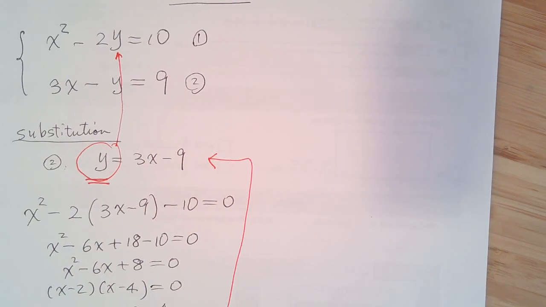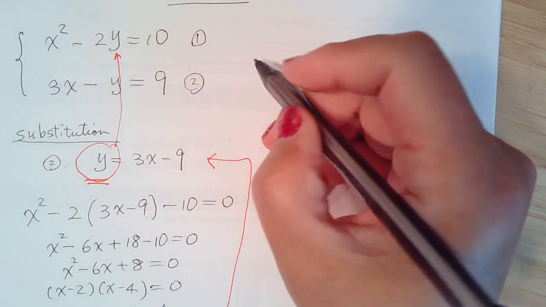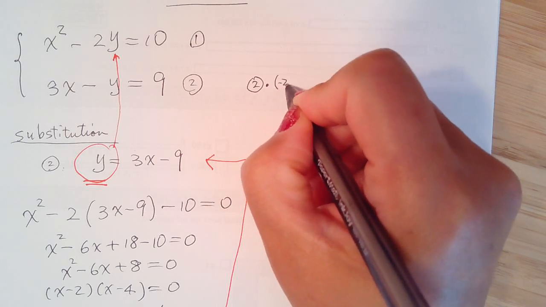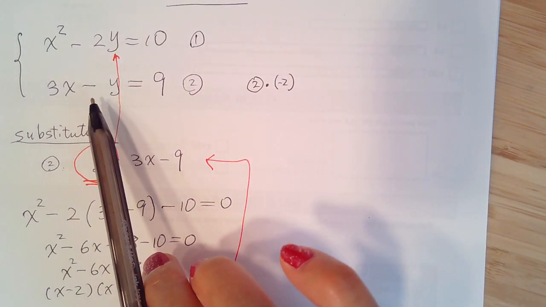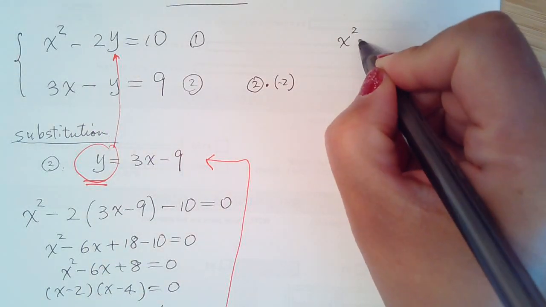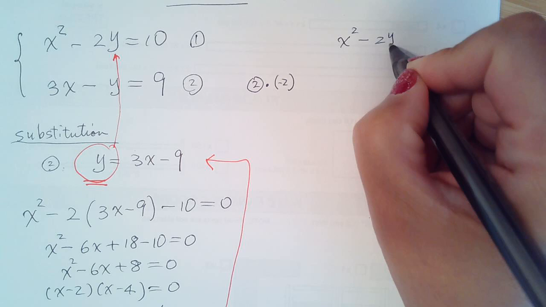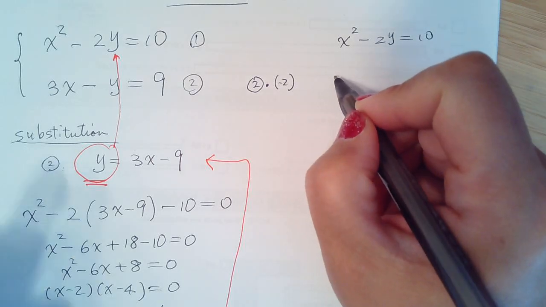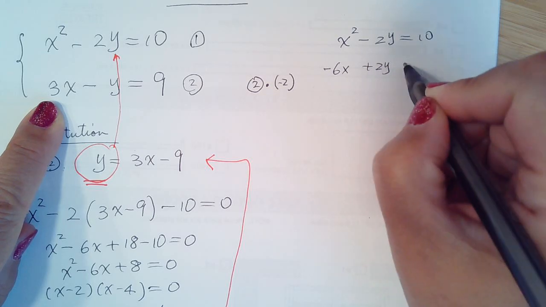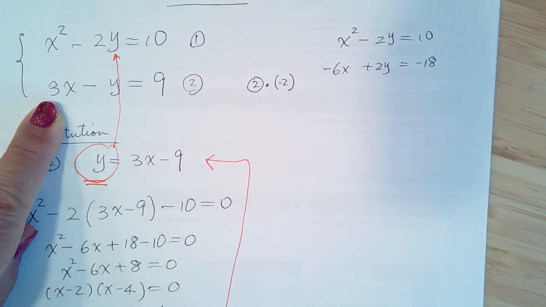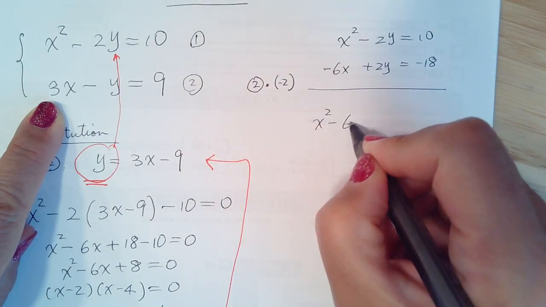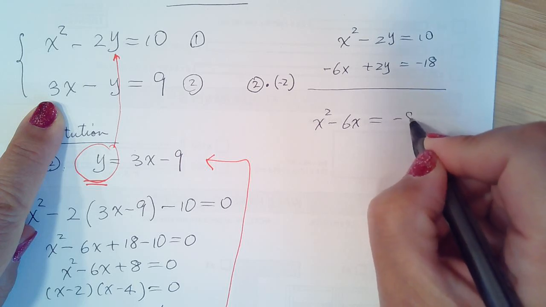All right, now how about using the elimination method? Just like I said, I use the number 2 equation. If I multiply this by -2, then the coefficient of this y will become +2, so later I can add to it. So let me just copy the first one, x squared minus 2y equals 10, and the second one, if I multiply this by -2, I get -6x plus 2y equals -18. Then I can add up, eliminate y, so I get x squared minus 6x equals -8.